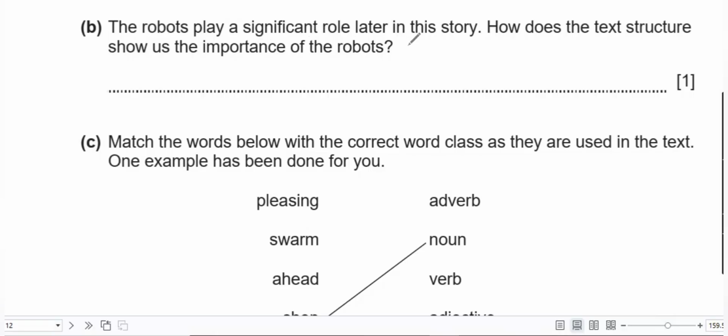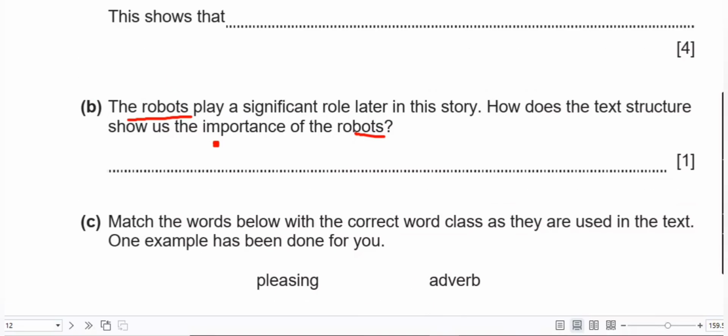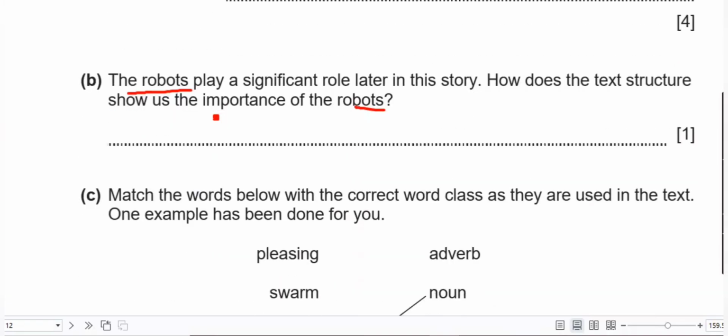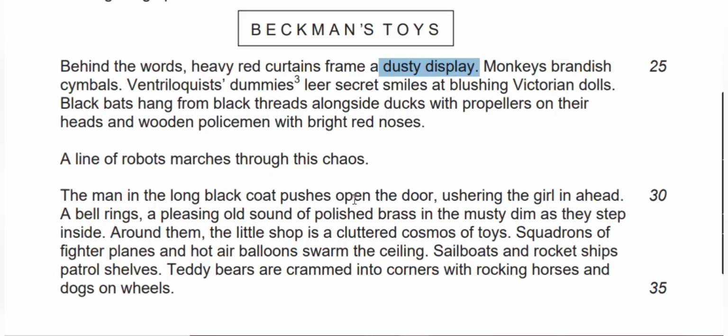The robot plays significant role later in the story. Really? The robots? Oh, okay. How does the text structure show us the importance of the robots? Let's find out how important they are. They are really important, but he said text structure. Okay, let's check the structure. Where is it? I got it now. Look how it's written. It's like a one sentence paragraph: a line of robots marches through this. Oh, I got it. Because it's written like that. See? It's a one line paragraph, or one sentence paragraph.